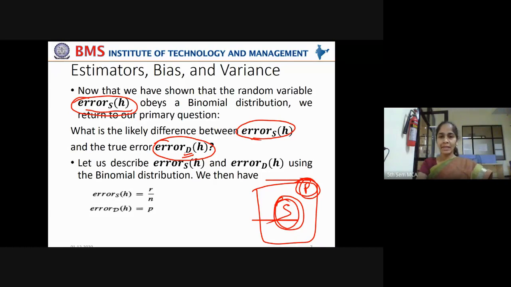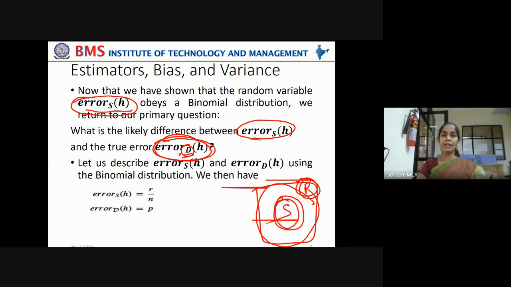Okay, so what is the likely difference between the sample error associated with the sample, and the error whenever you pick a new instance or a new data point from the distribution D, that is, the distribution of the entire population from which you have picked up the sample? What is the true error associated with that new instance? How good is that instance predicted, whether it is predicted correctly or wrongly? That is the error associated with the larger population. That is called the true error, indicated by error D of H.